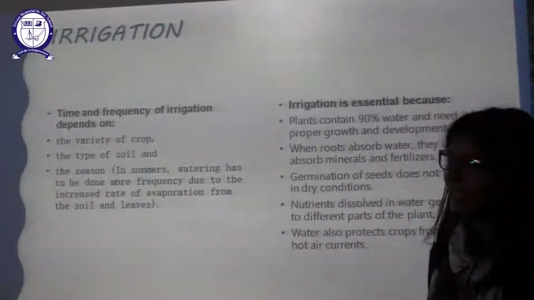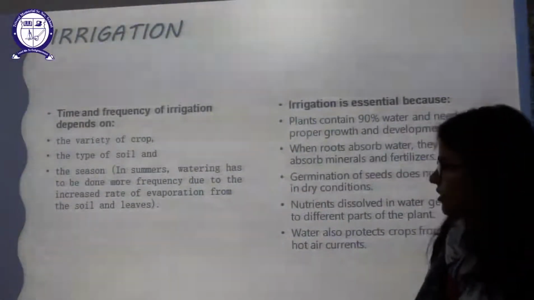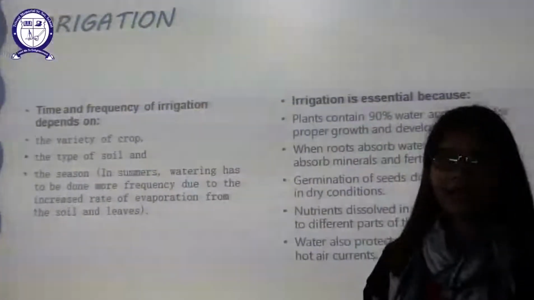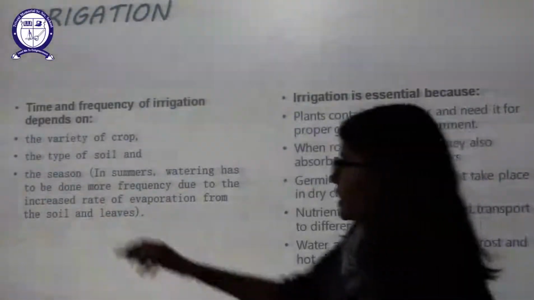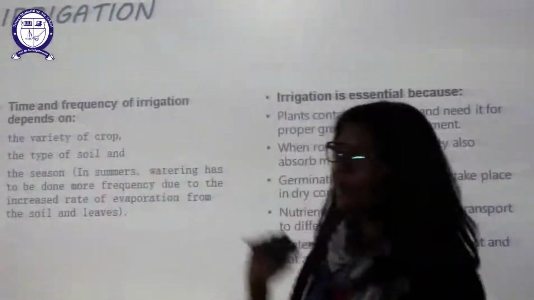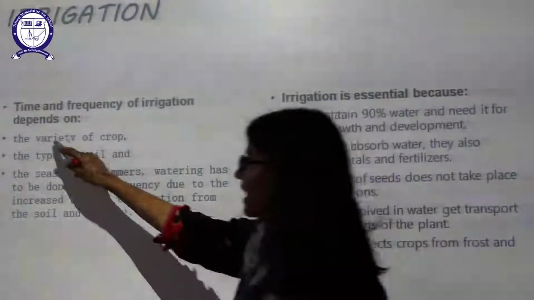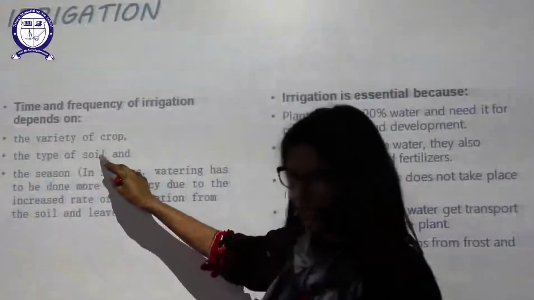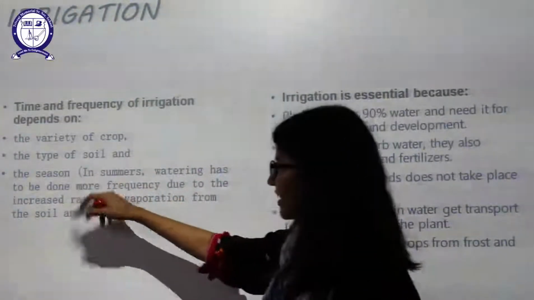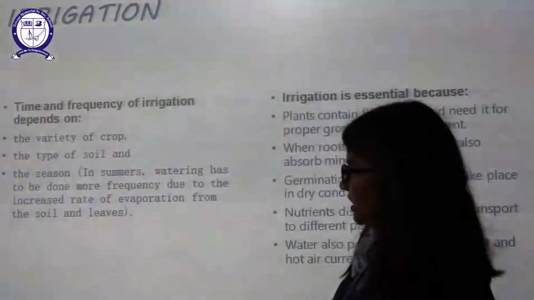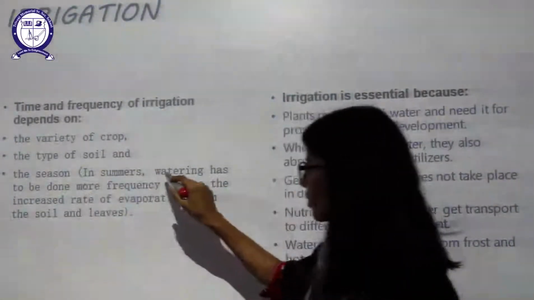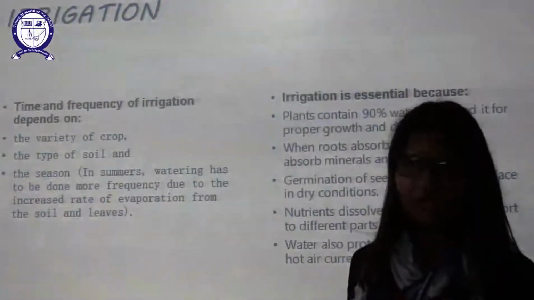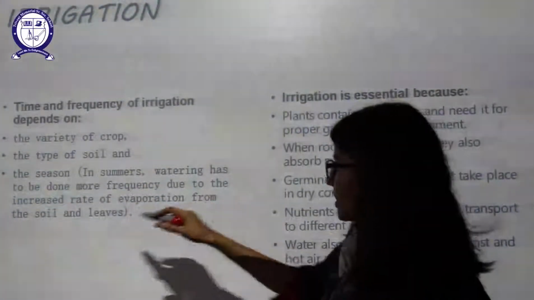Now, irrigation. This is the next step. Time and frequency of irrigation. Irrigation is watering your crop. The time and frequency of irrigation depend on the variety of the crop which you are irrigating. Secondly, the type of soil. Thirdly, the season, whether it is summer, winter, etc. For example, in summer, watering has to be done more frequently because of the evaporation of the water. It needs more water due to the increased evaporation.